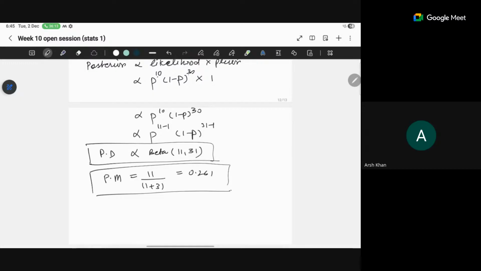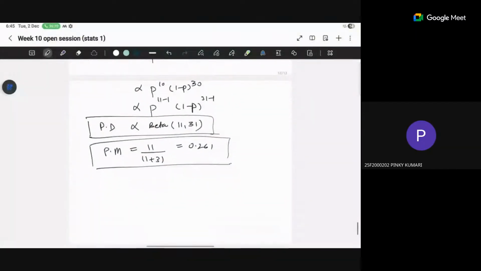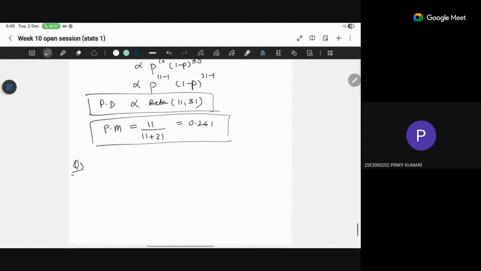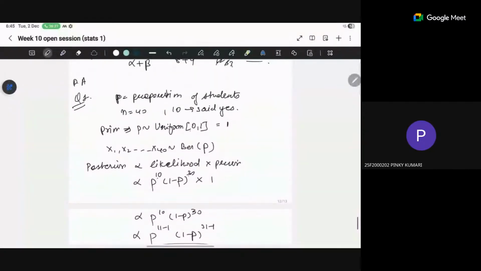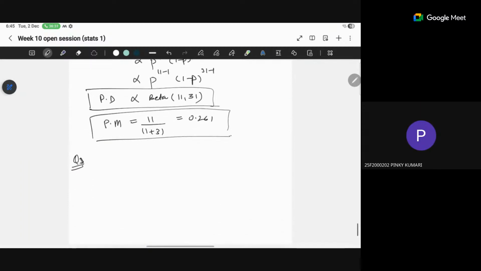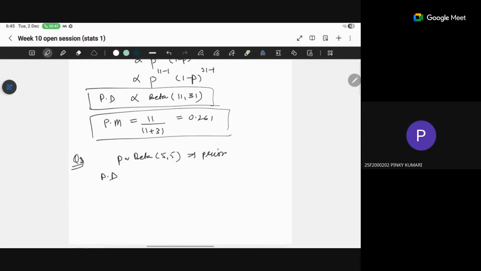Is this question clear? Yes, ma'am. Question 1 and 2 is done. Okay. Now they are saying one more thing. We are doing question number 3. In the previous question, I was taking P as a uniform distribution. The prior was uniform distribution. Now I am saying that if my prior distribution is beta 5,5, this is my prior. Now can you guys find out what the posterior distribution is? Can you guys tell me?